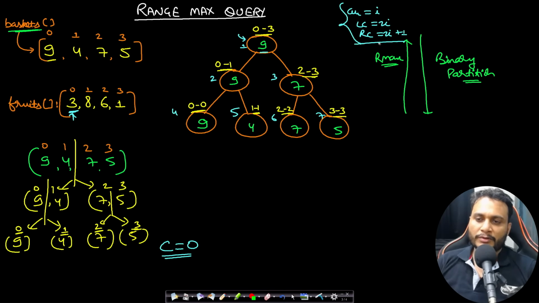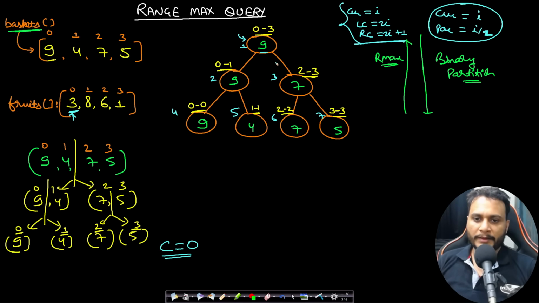So this is for one-based indexing. If you do 0-based indexing, then for the current index I, the left child will be 2i plus 1 and the right child will be 2i plus 2. The formulations will slightly change. For any current index I, the parent index will be at I by 2. So this is how a binary tree is actually implemented using an array. Now once you know this, let's see.